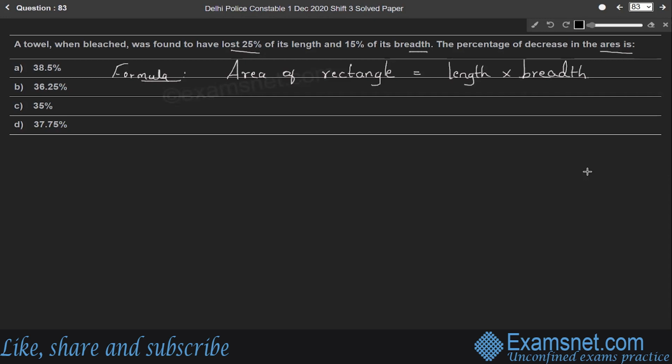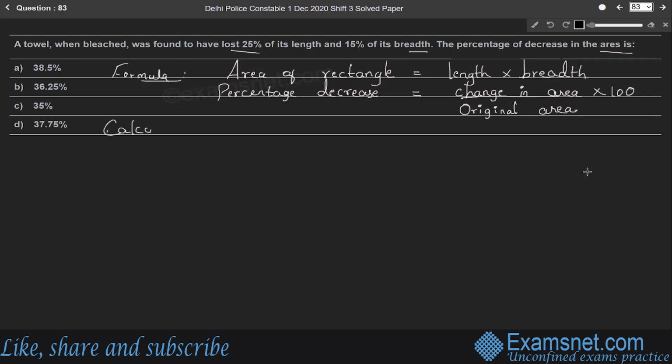And percentage decrease, it may be decrease in the area or decrease in length or decrease in breadth. So generally we are taking change in area divided by original area. If it is of length, that is change in length divided by original length. So percentage decrease is change in area divided by original area into 100, right?